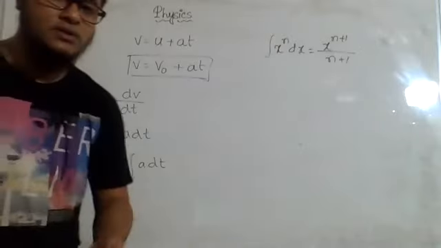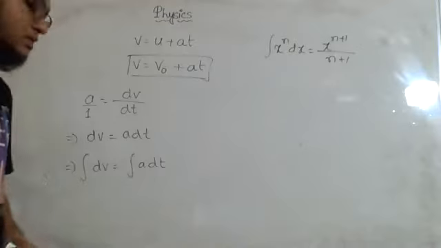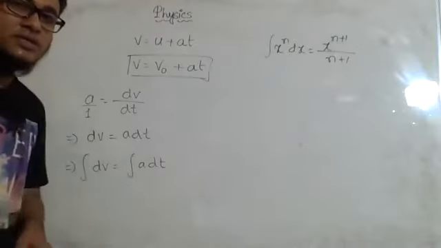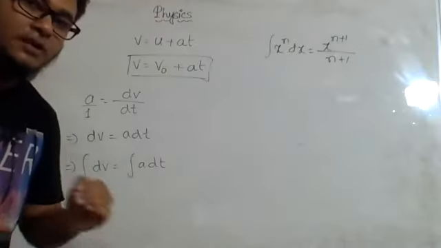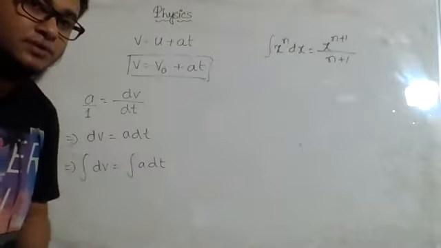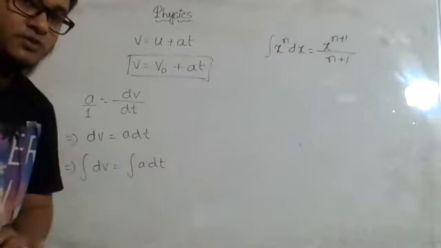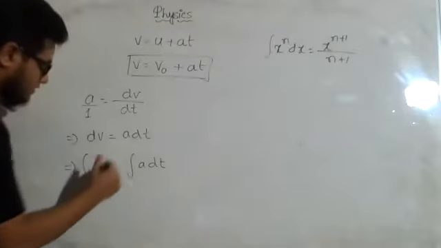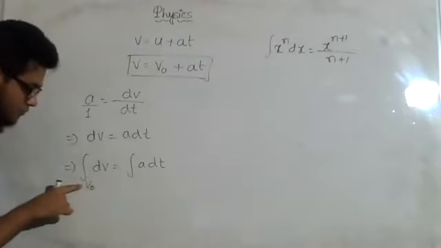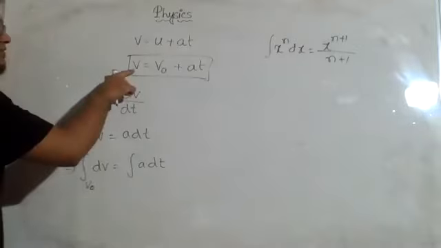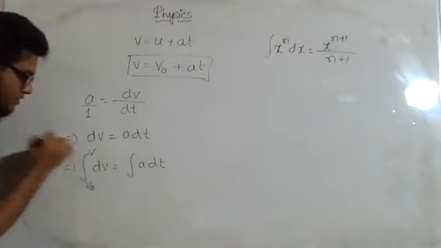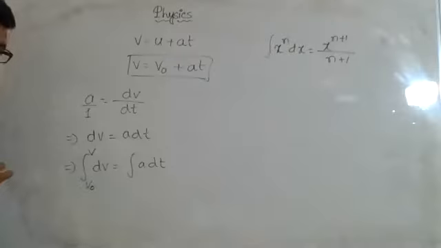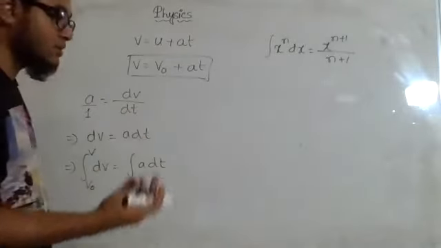Now, another thing you need to learn today is that whenever we are integrating, there should be a lower limit and an upper limit, like from where to where we are integrating. So we consider that this is the initial velocity. So this is the lower limit, we will write it here. And the final velocity is v. So this is the upper limit, we will write it here. Okay. And what is the limit of time?